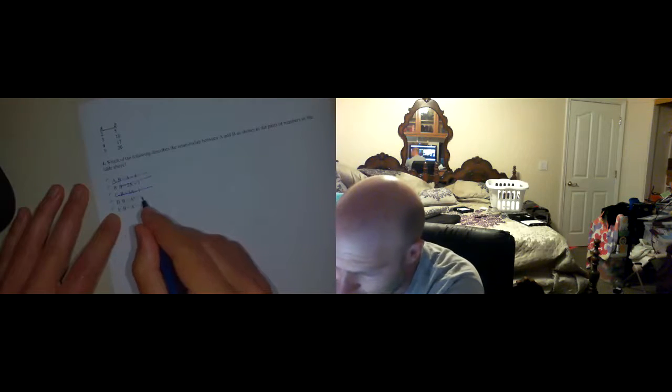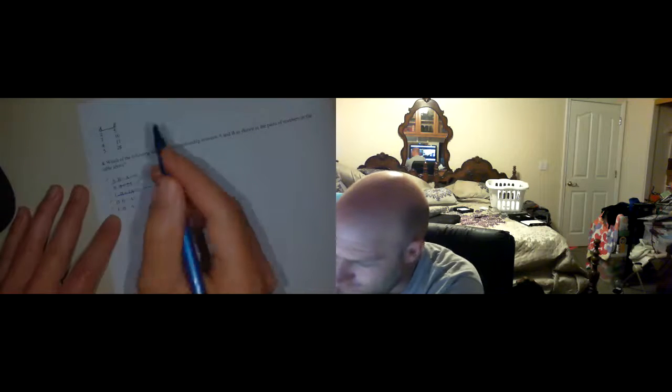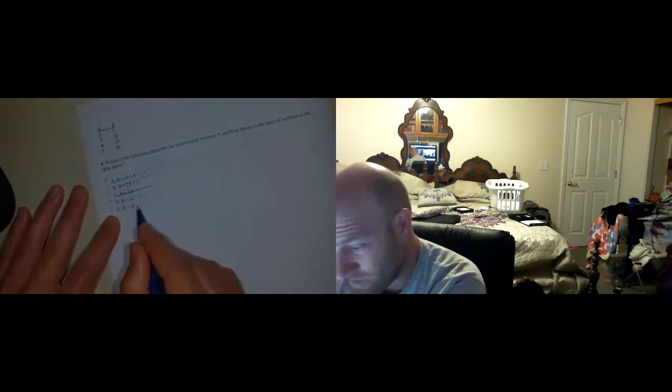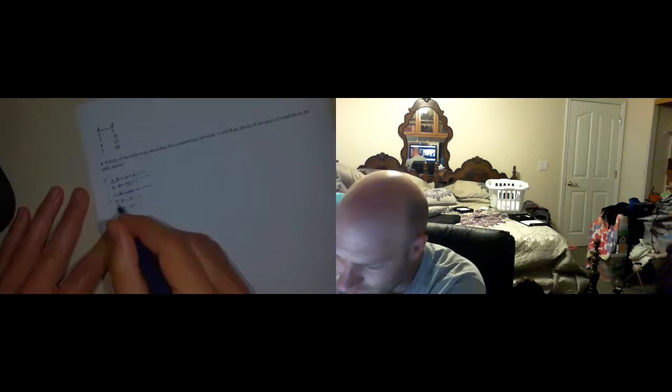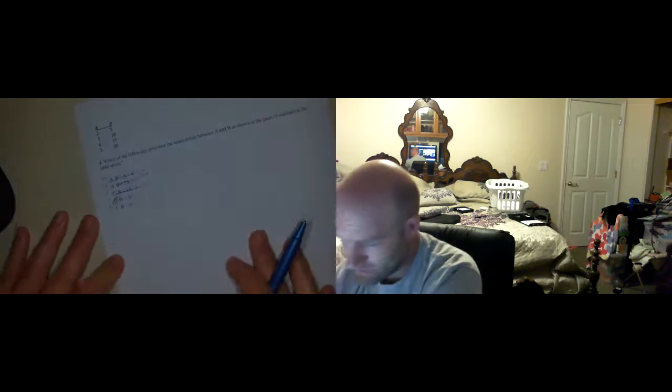Square it and add 1. So 4 plus 1 is 5. It's gotta be, because this one is squared and subtract 1, so that's not gonna work. Just for the fun of it, squaring it, adding 1, it seems all good.